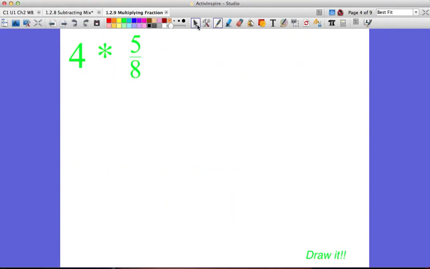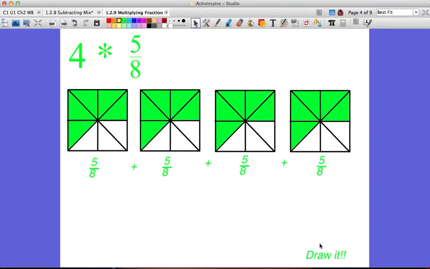Right? So same thing. If we're doing 4 times 5/8, how would we do that? Well, we know that this means that we're going to take 5/8 and add it together 4 different times. So we would have 5/8 plus 5/8 plus 5/8 plus 5/8. Right, so then in this case, we would get 20/8.